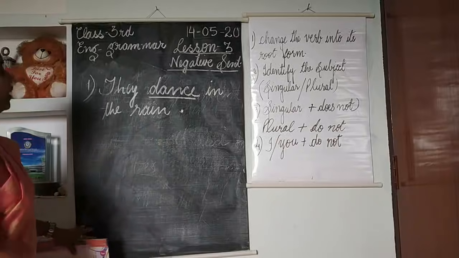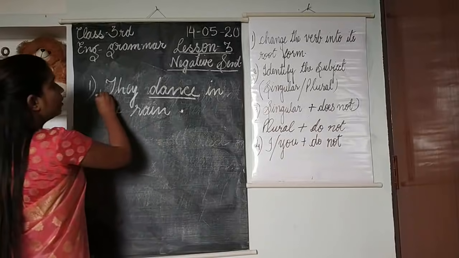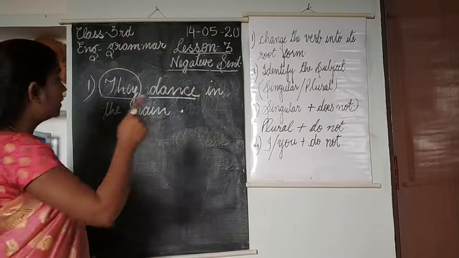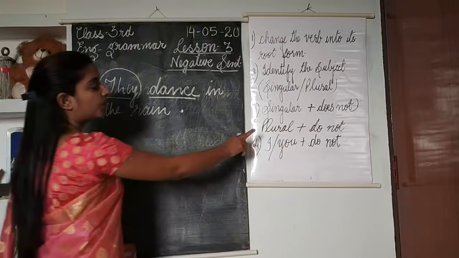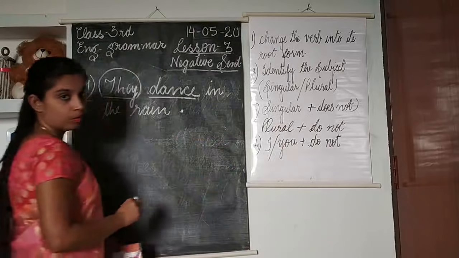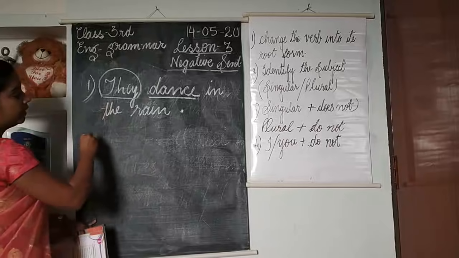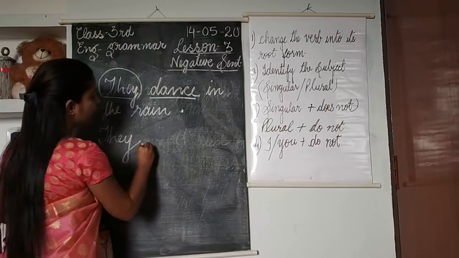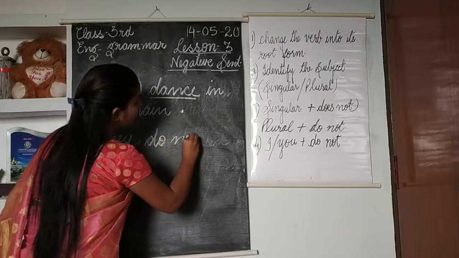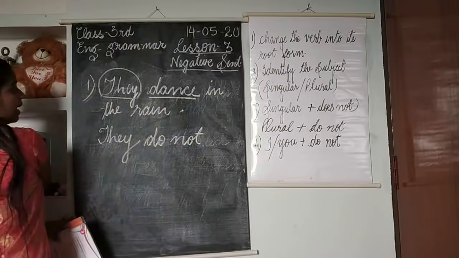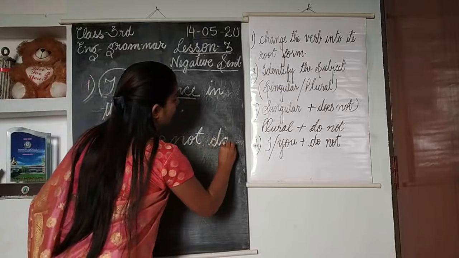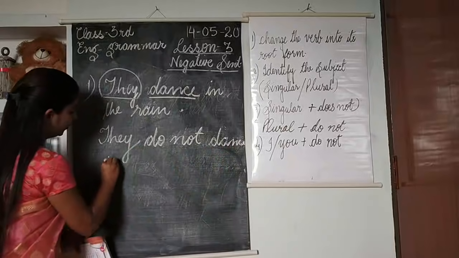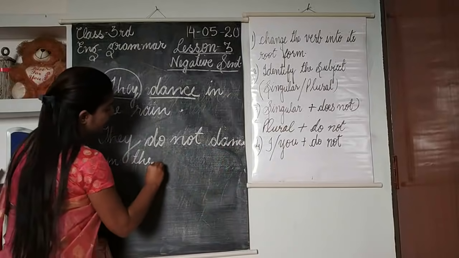Then you will identify the subject. The subject is they, which is plural. They is plural. If the subject is plural, we are going to add do not. So what will be the negative of this sentence? They do not dance in the rain.